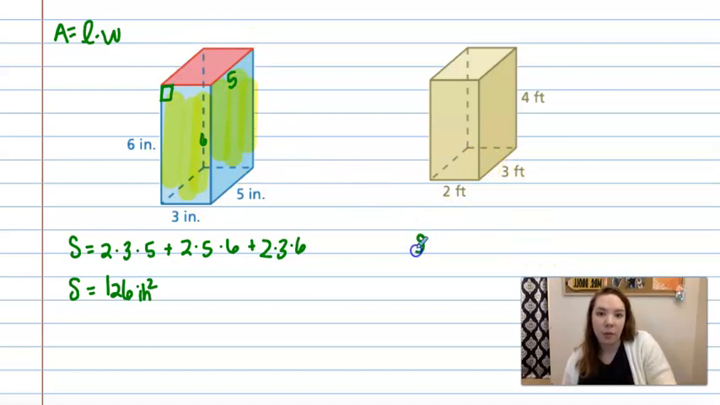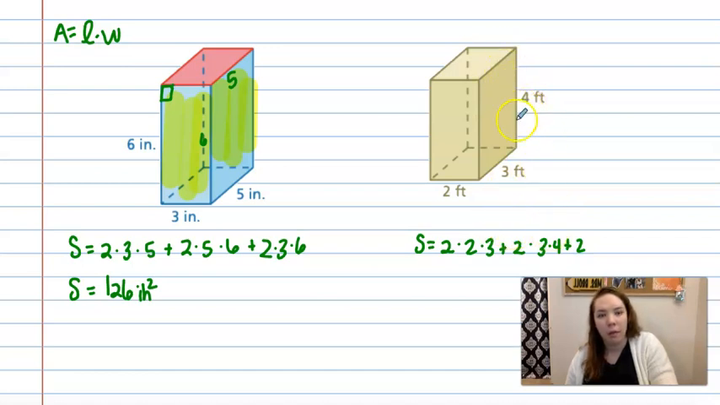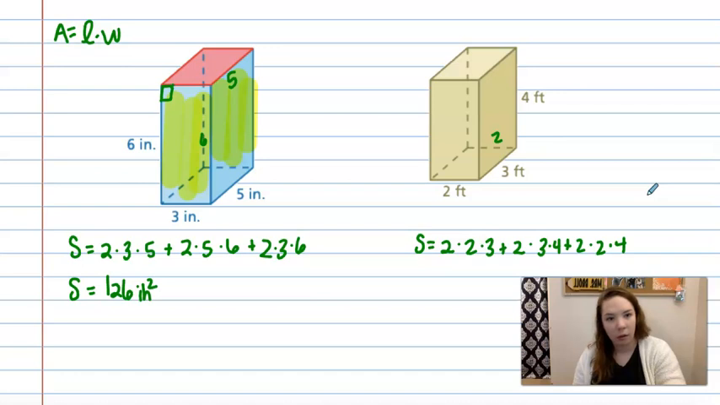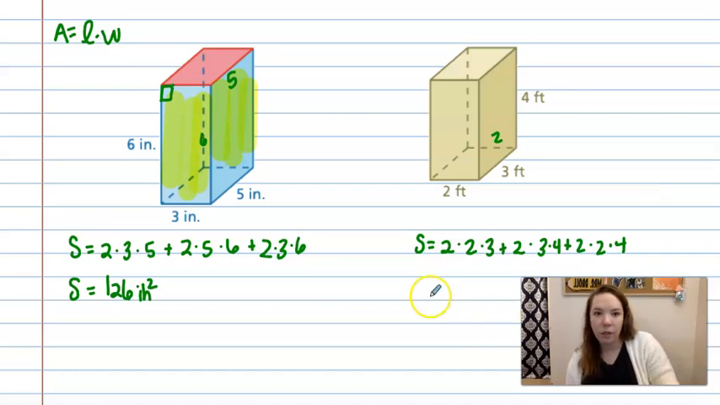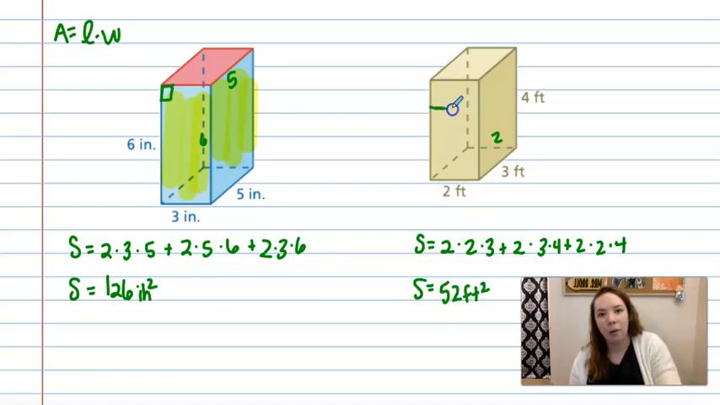Okay, so same thing on this one. We'd have 2 2x3s. We would have 2 3x4s. And we would have 2 2x4s. And then we can add that all together to get 52 square feet. And again, that's like we're taking little 1 by 1 foot squares. We would need 52 of those to cover this rectangular prism.